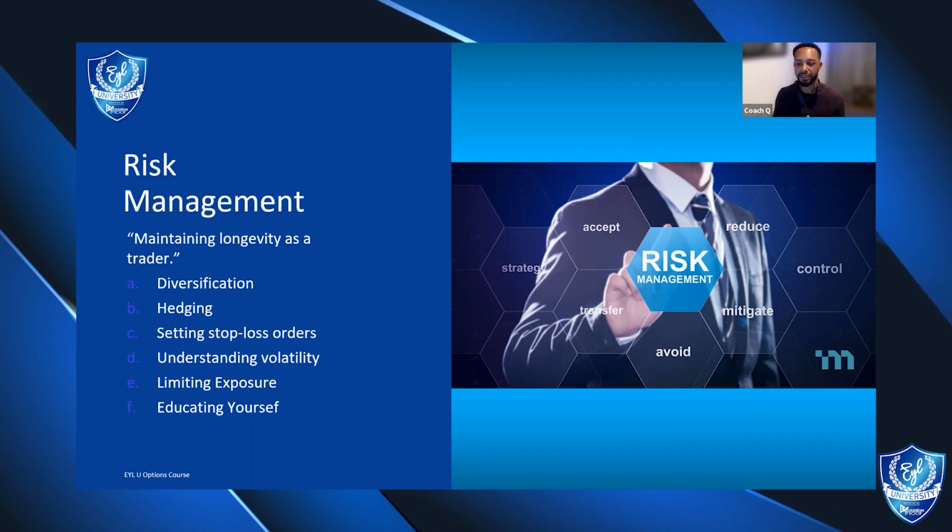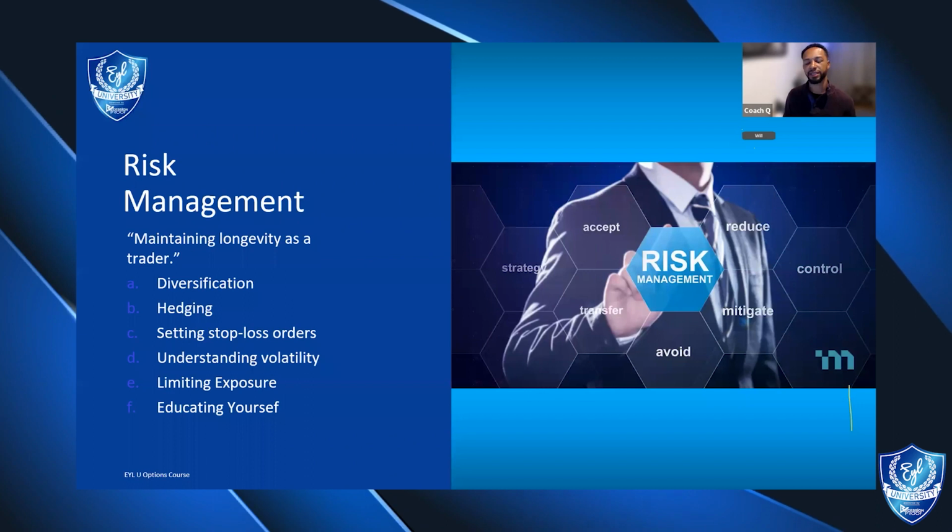Once you get a good understanding of your overall portfolio, that will help you get a better understanding of how much risk you're willing to take when it comes to day trading stock options, or even looking to have a longer position in a stock.